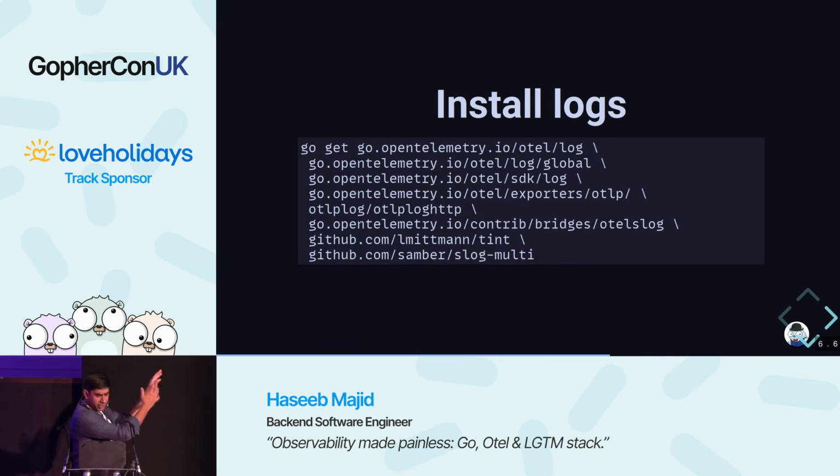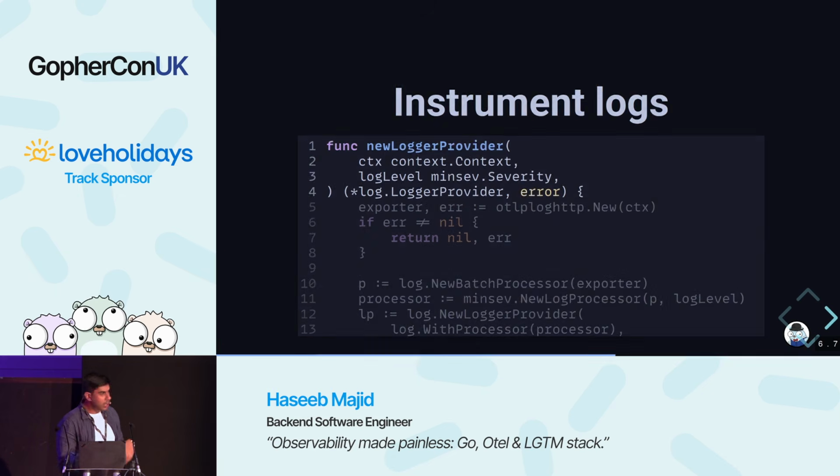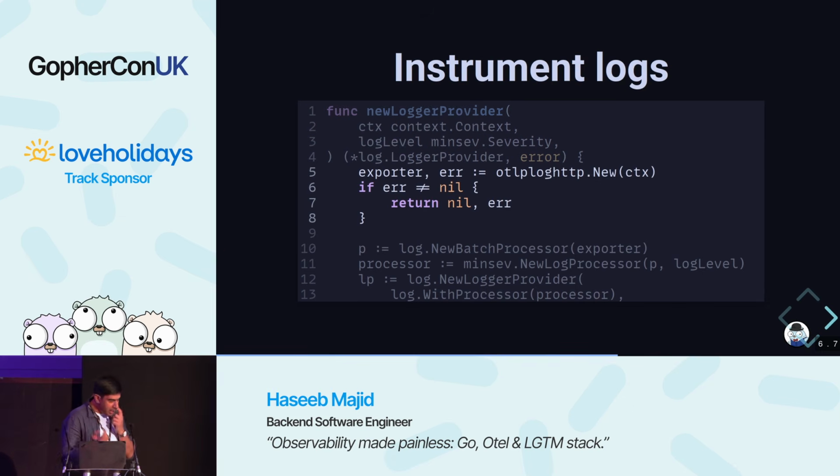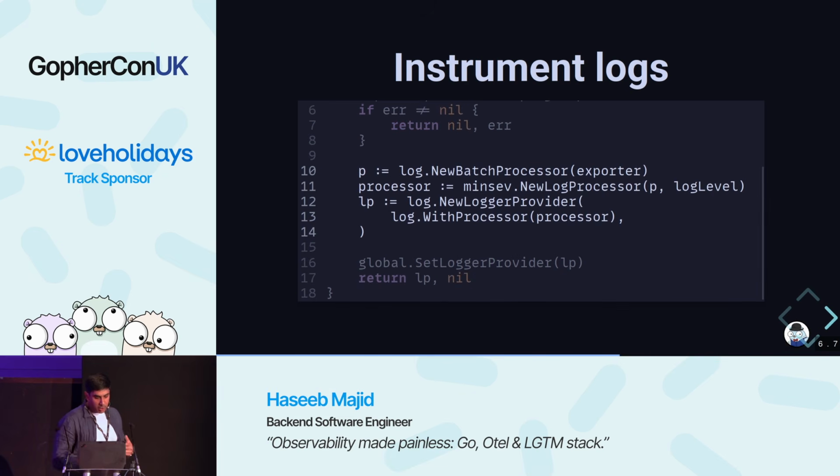Again, we're going to fetch a bunch of packages. Don't worry about that, modules. Don't worry about that so much. We're going to set up a logger provider as we have done before. We'll notice this min-sev thing, which we'll talk about in just a second. But yeah, we're going to export our logs as we did before. We're going to batch our logs. And then we have this min-sev thing, and that's basically to do with log level.